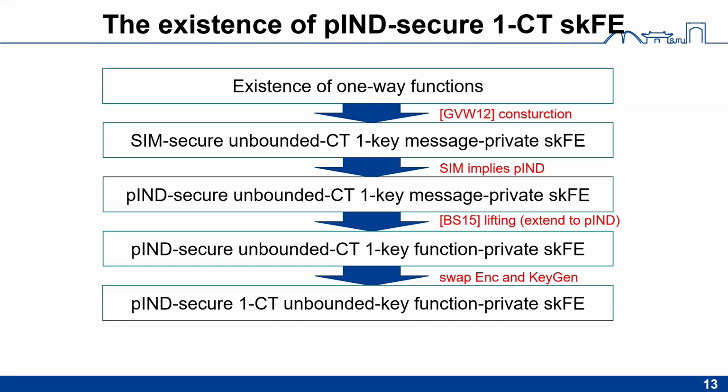And in BS15, the authors gave the generic transformation from private key FE to function private key FE, and we extend it into the P&D setting. Then we can swap keygen and enc in a function private key FE with one key and unbounded CT to obtain a private key FE with unbounded keys and one CT. Next, we show how to construct P&D secure function private FE.